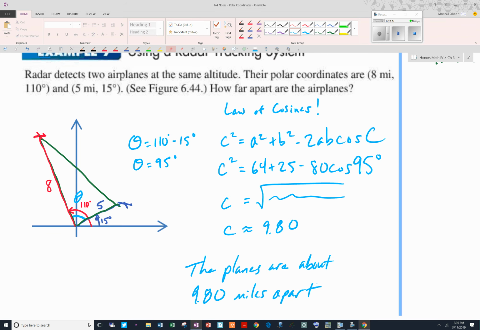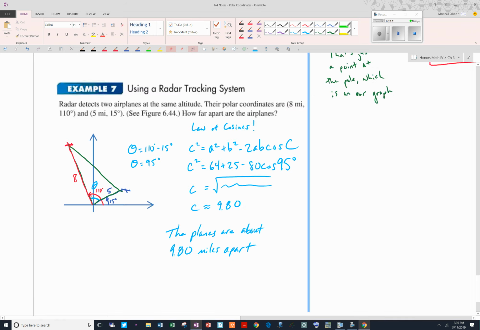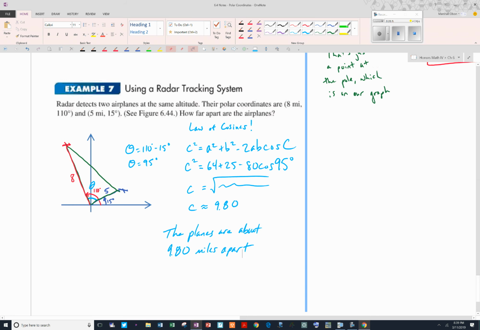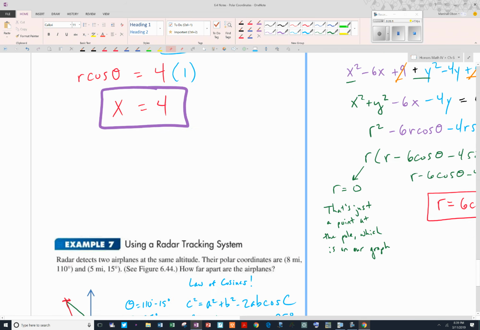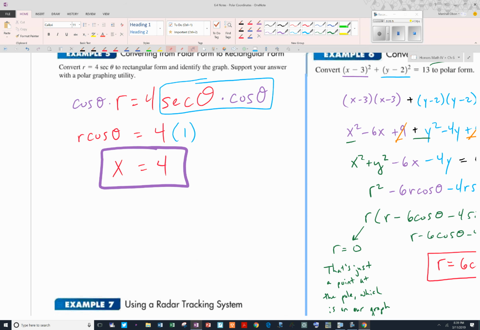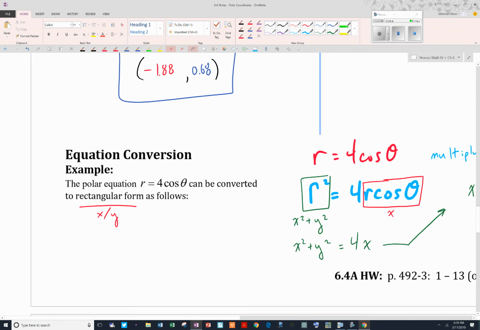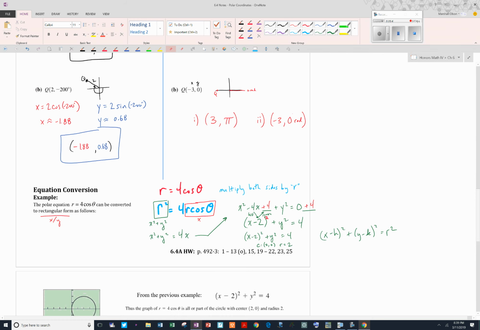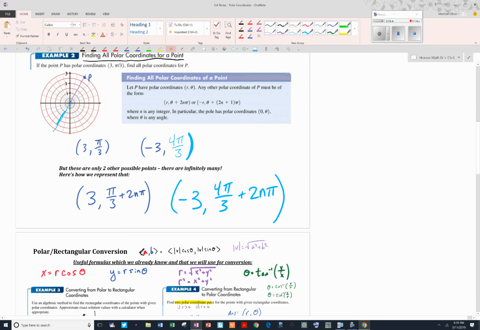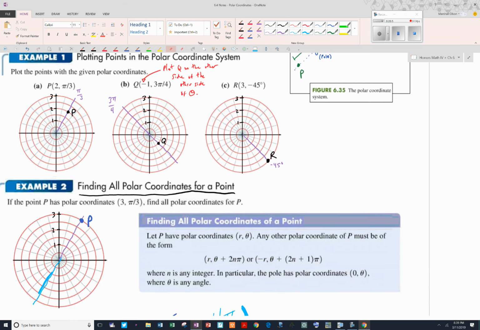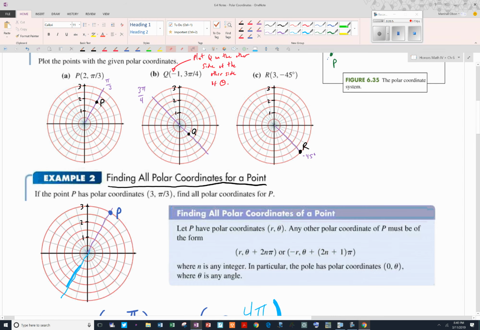All right, so that is the end of section 6.4. You did a lot of stuff here. You learned what polar coordinates are. We were able to convert from rectangular to polar and vice versa, and we did that in a couple of different ways. We also learned how to graph polar coordinates. So a lot of stuff in this section, and this is leading us into doing some pretty cool graphs in section 6.5.